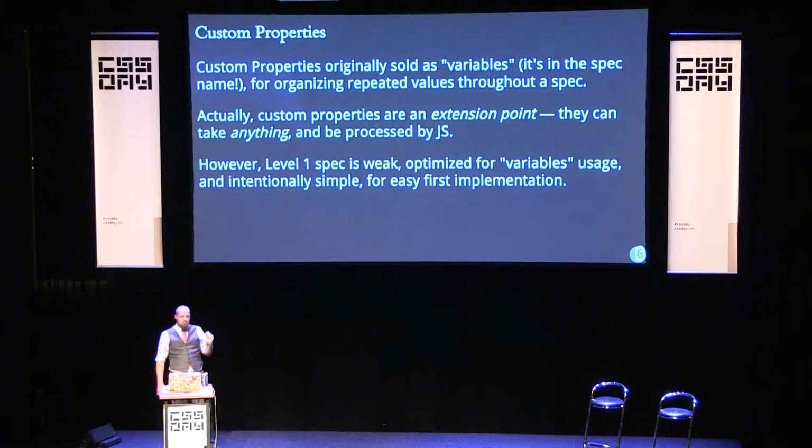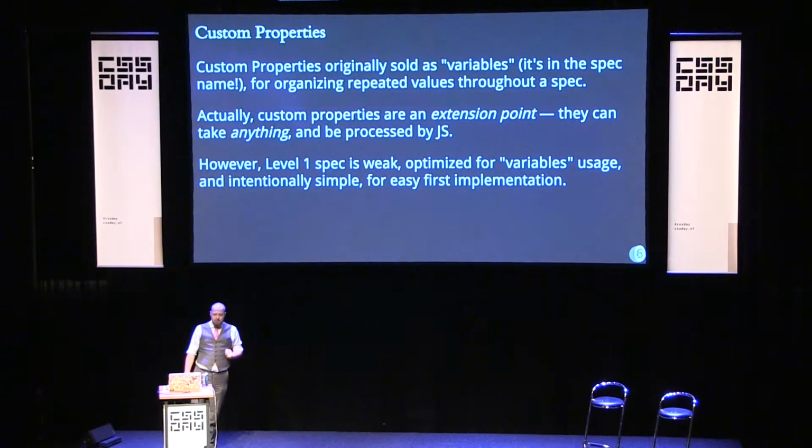But custom properties were originally sold as variables. I put it right in the spec name, CSS-variables, because variables were an easy sell. They were something that you could hold in your head and something you could understand the value of right away. But what they actually are is an extension point. Gregor pointed out a few places where he was using JavaScript to do some impressive things with variables, much more than just plugging in a value once and using it in several places. And we can take that a lot further now.